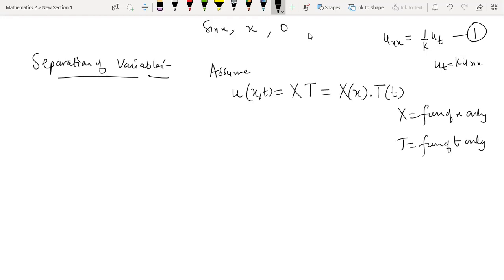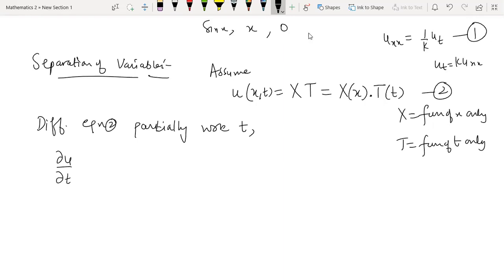Now this is your condition, this is your differential equation. So you need to find ut, meaning del u by del t, and you need to find uxx. So differentiate, I'm calling this equation 2, equation 2 partially with respect to t. When you differentiate partially with respect to t, on the left hand side I will get del u by del t, and on the right hand side I will get del by del t of X into T. So X will be turning outside.